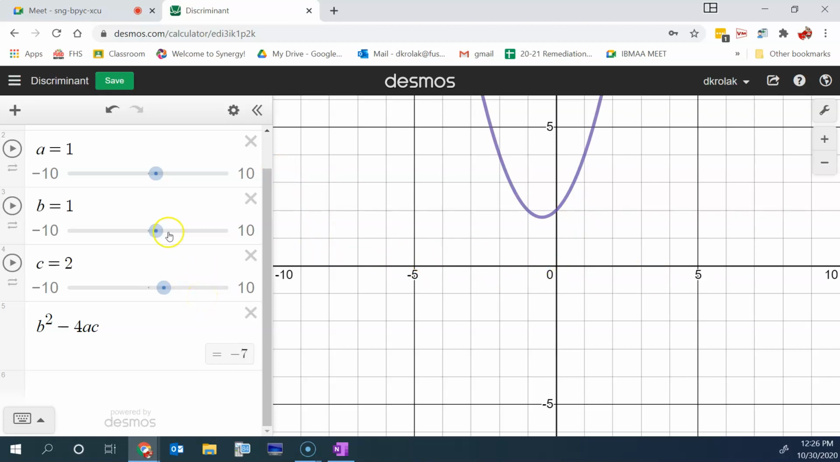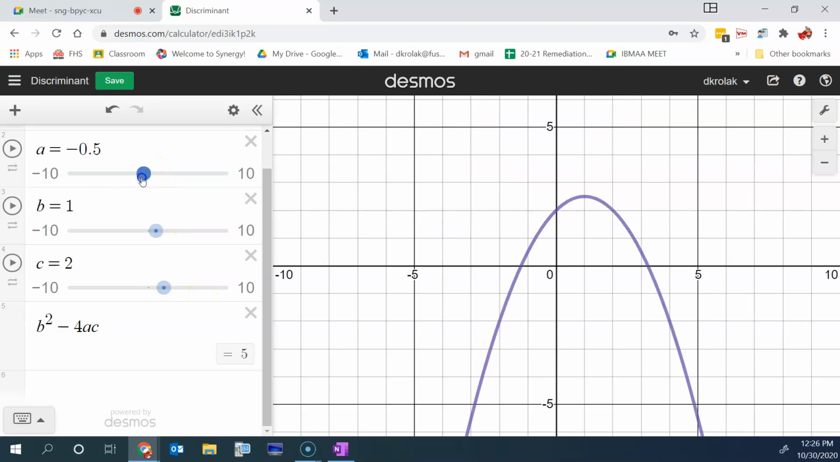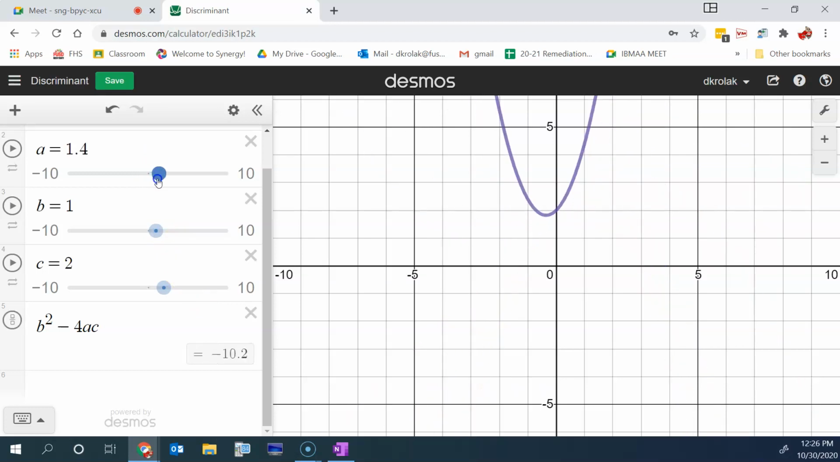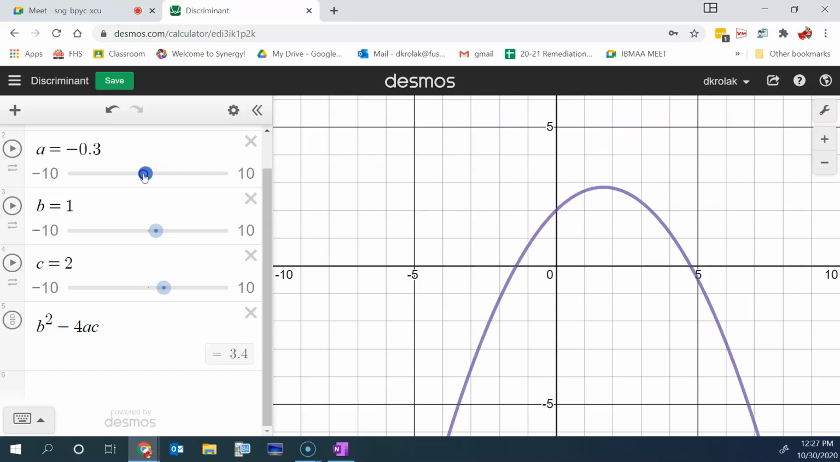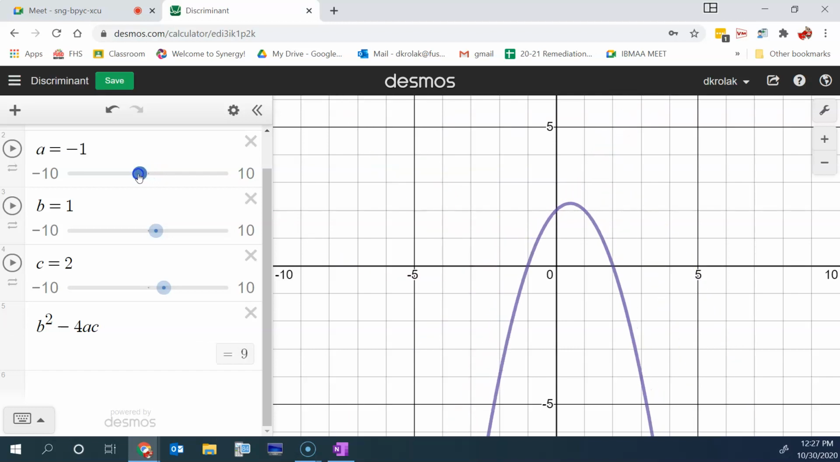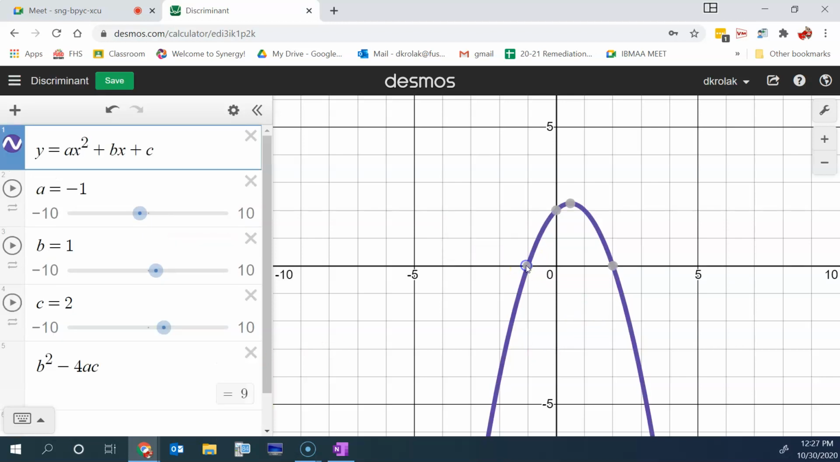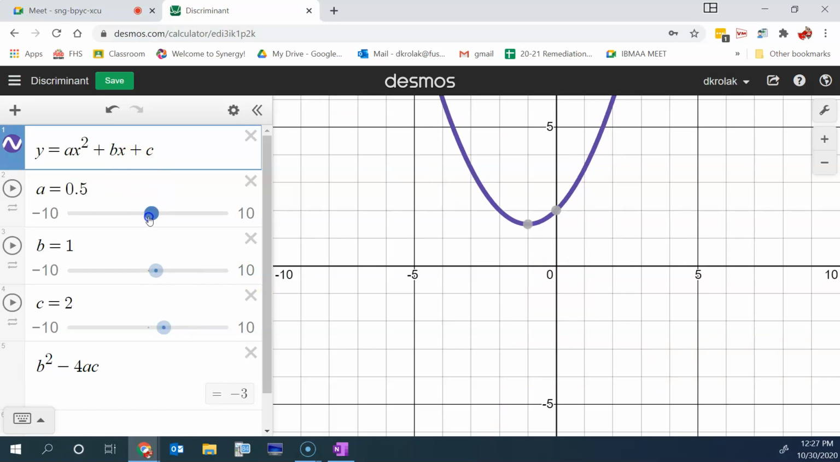All right, now if I take A and make it negative, watch what happens to the discriminant. A was 1. Now I'm going to make it negative 1. And watch the discriminant in the last row. There it is. Now if you look at the discriminant, it's positive. And if you look at the number of real roots, there's 2 of them. Okay, now I can take A and turn it back to being positive again.